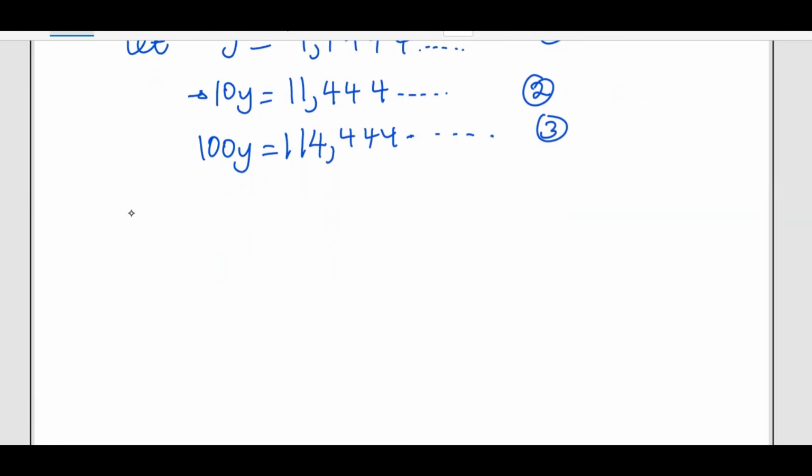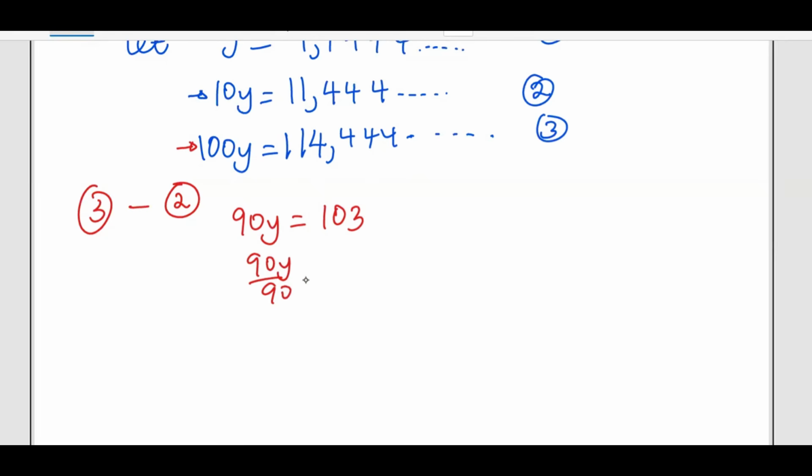Okay, equation number 3 minus equation number 2. So 100 minus 10, that's going to give me 90y. And then 114 minus 11, which gives me 103. The comma 4s will cancel out. So I have 90y is equal to 103. Then I'll divide both sides by 90. Then y is 103 over 90. These two numbers, there's nothing common. I mean, there's nothing that can be used to reduce this. So this should become our answer.